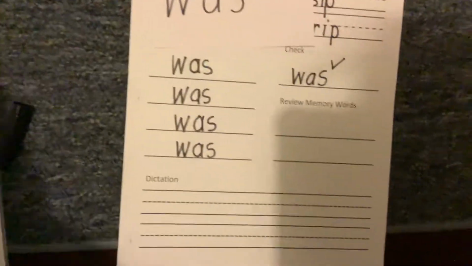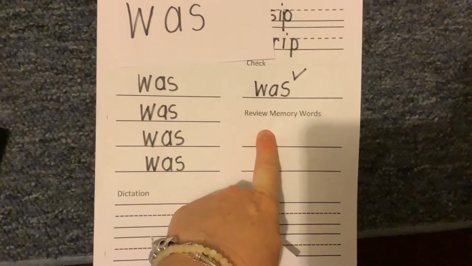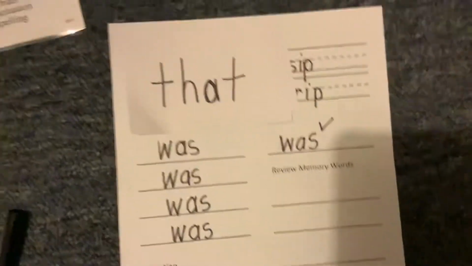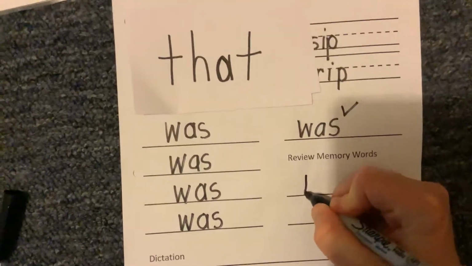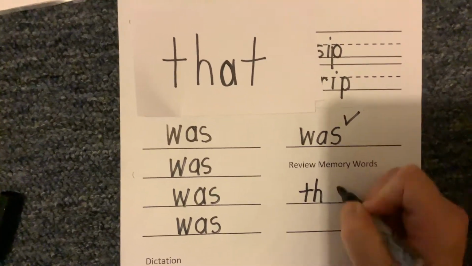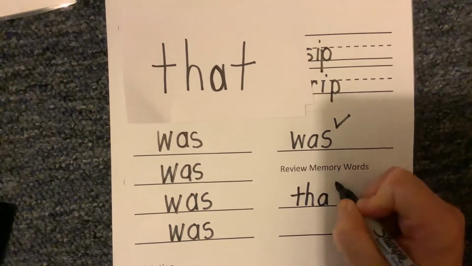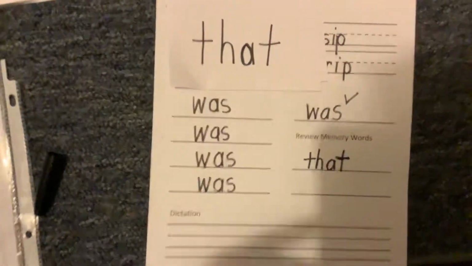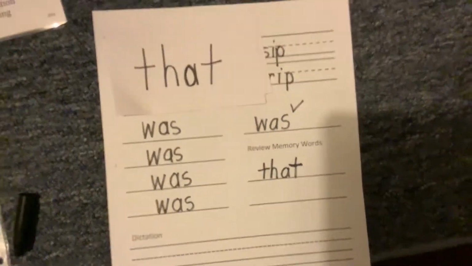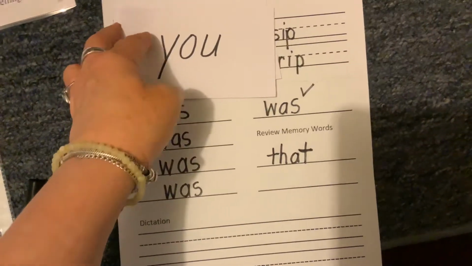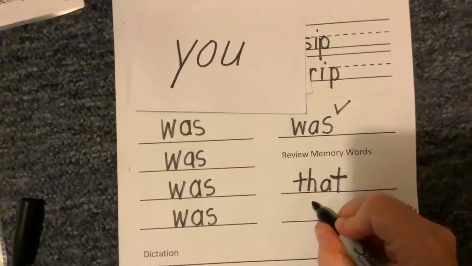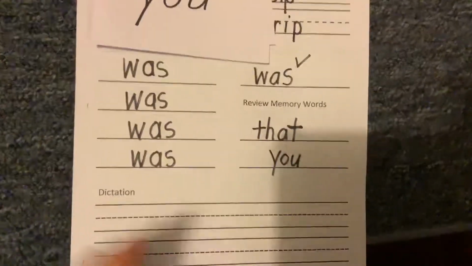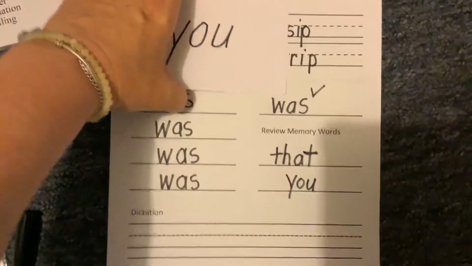Now, do you remember how to spell an old word? Do you remember the word that? That was my book. It's got that TH like in thumb that works together for one sound. T-H-A-T. It's in the at family. That. Do you remember how to spell the word you? You are here. Y-O-U. Says you.